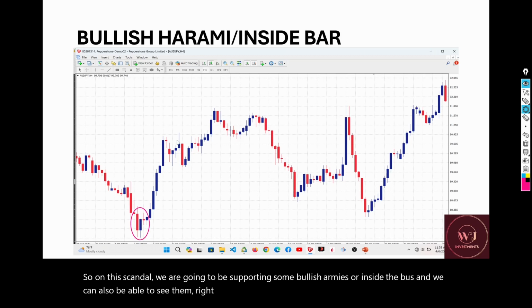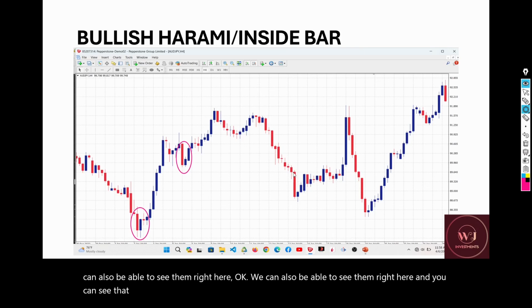Okay, we can also see them right here, and you can see that every time they were formed, the market changed significantly. You can also see them here, and then still you can see it here.